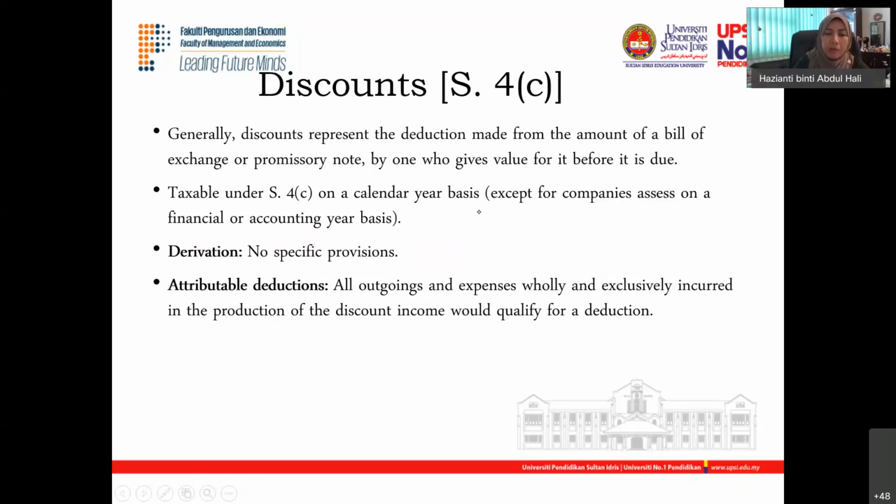So I think by now you all already understand that for individuals, we are looking at the calendar year basis, which is from 1st January until 31st December. But for companies, it will be assessed on an accounting year basis, depending on the company's year end, but not January until December. Okay, and the deductions, again, all outgoing expenses wholly and exclusively incurred in the production of the discount income would qualify for a deduction.